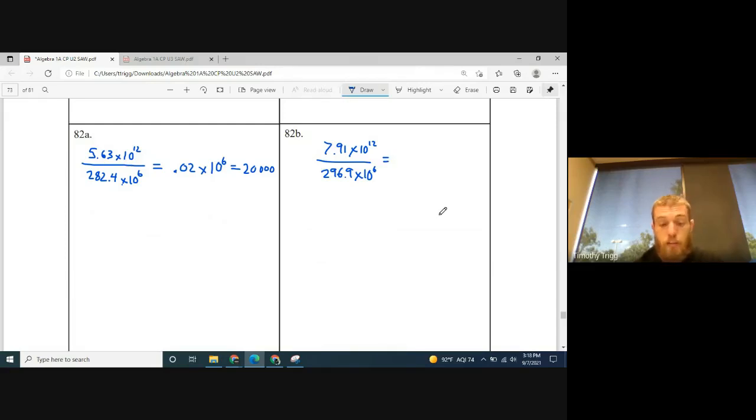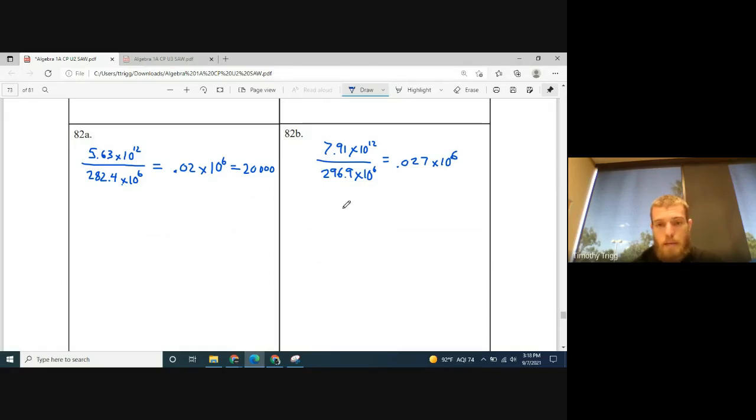So again, let's divide the coefficients. 7.91 divided by 296.9 gives us 0.0, and let's just go 3 decimal places here. So 0.027. And that's going to be times 10 to the power of, again, subtract these powers, 6.